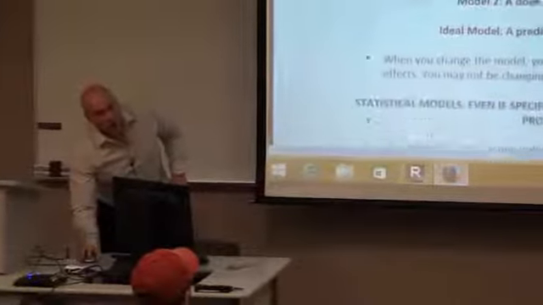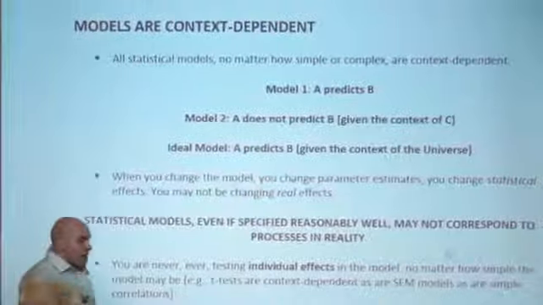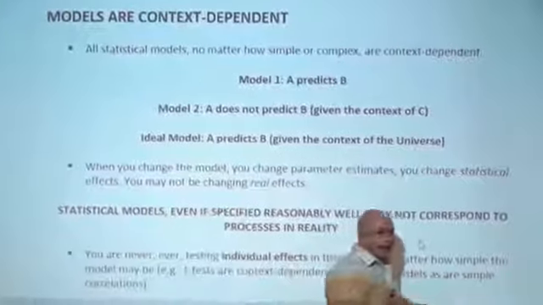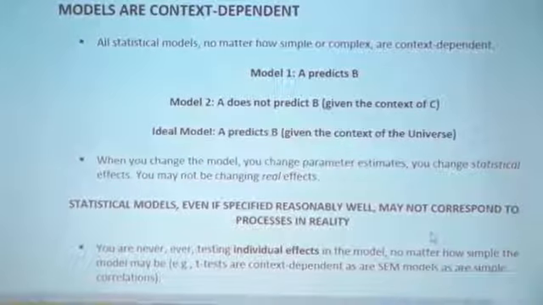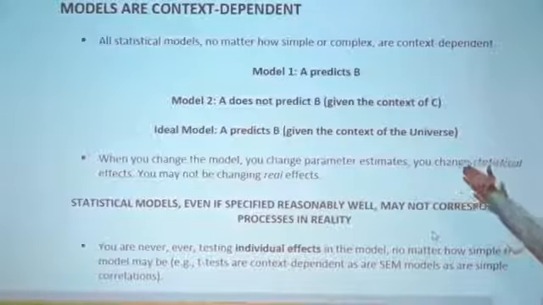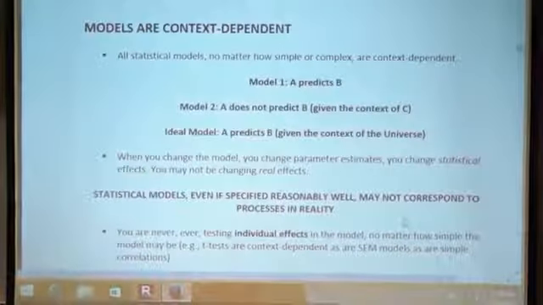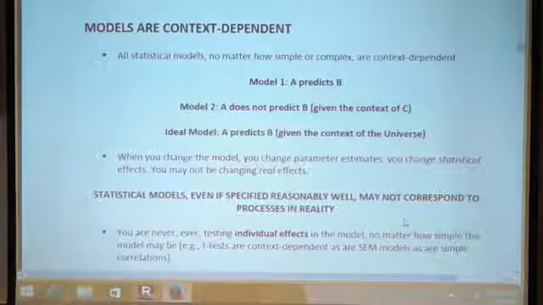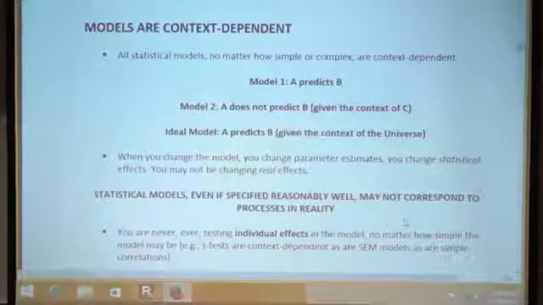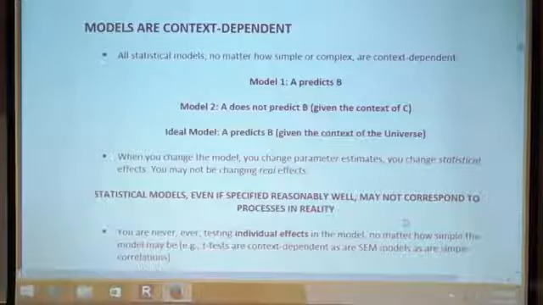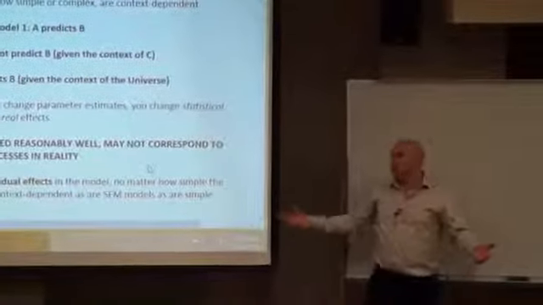Models are context dependent. Okay, and I talked about this just a little bit a while ago. What do I mean by context? I mean that if you have the model, it matters what predictors are in the vicinity of the model. So model 1, A predicts B. Okay, so we find a statistically significant regression effect, et cetera. Model 2, A does not predict B, given the context of C. So what happened? Well, first I had a prediction, and then I put in C. Oh, prediction's gone. So what's going on?